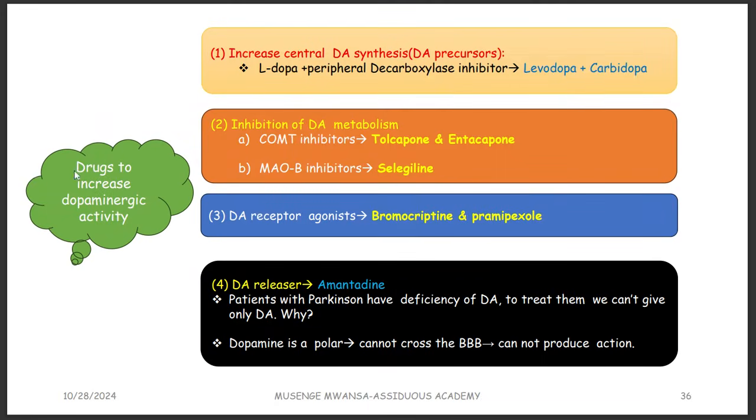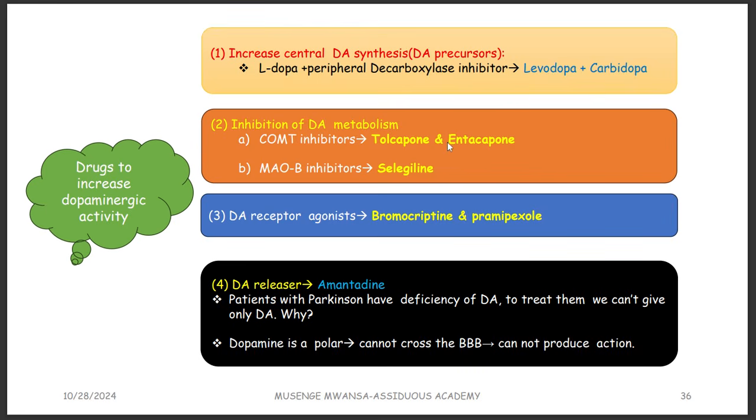You have got drugs that increase dopamine. The ones we were talking about were just working on what? On acetylcholine. What are the drugs that increase dopamine? You have got those which will increase the central dopamine synthesis. That is going to be the levodopa, which is the precursor, plus carbidopa. You have got those which will inhibit the dopamine breakdown. You have got COMT inhibitors and MAO-B inhibitors. MAO-B inhibitors: selegiline, rasagiline. And then the COMT inhibitors, they end in -capone: tolcapone, entacapone.